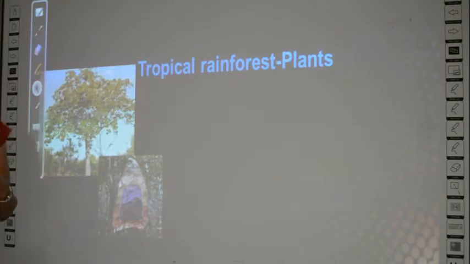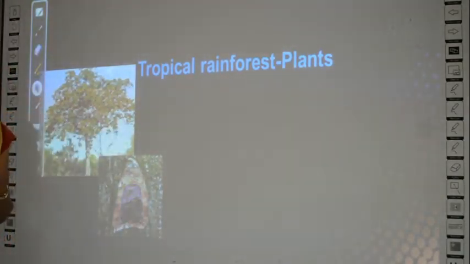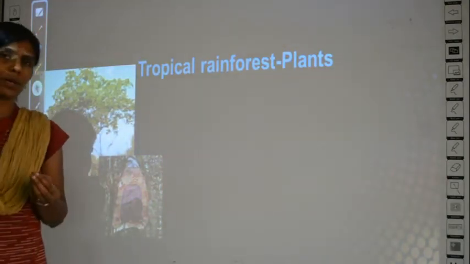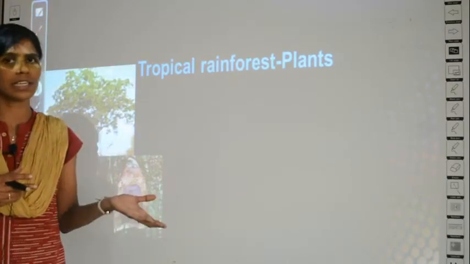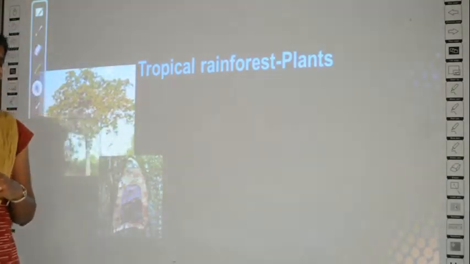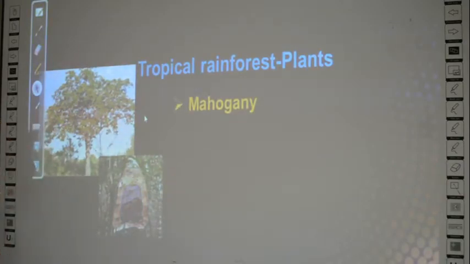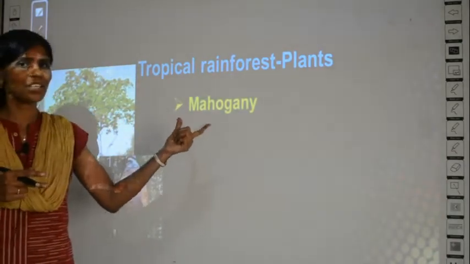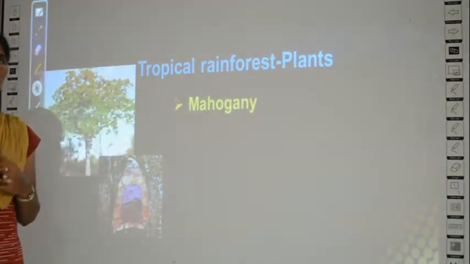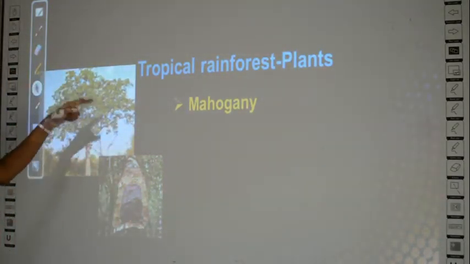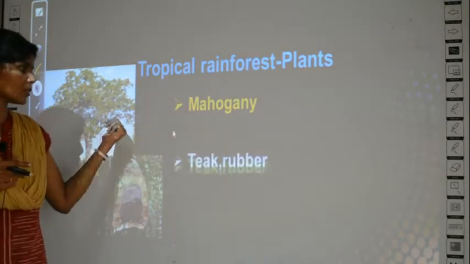We have studied the properties. What can you find? Which plants can you find in tropical rainforest and which animals can you find in rainforest? We will be learning in this slide and in the next slide. Okay. So what are the plants which are usually common in tropical rainforest? Mahogany tree you can find in tropical rainforest. The number of these trees is more when compared to the other trees. Which is the mahogany tree? This is the picture of a mahogany tree. Okay. So this tree is common.